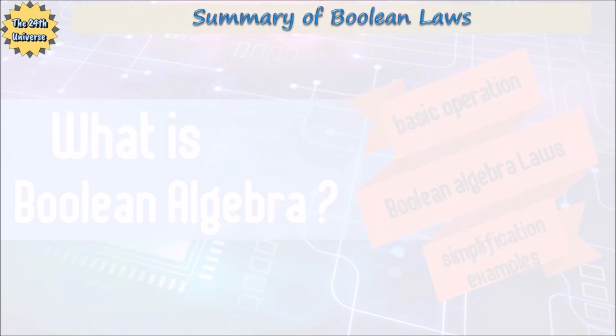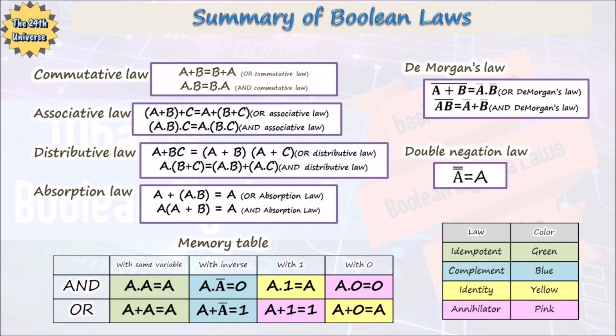The summary of laws: commutative, associative, distributive, and absorption laws are like regular math and can be remembered easily. De Morgan's law and double negation law are to be remembered together, and the other laws can be remembered using this, we can call it a memory table.